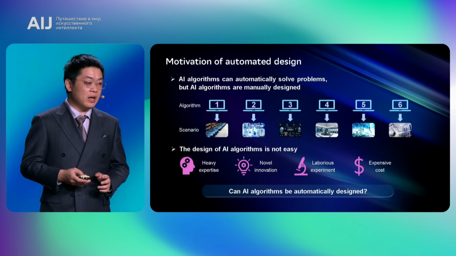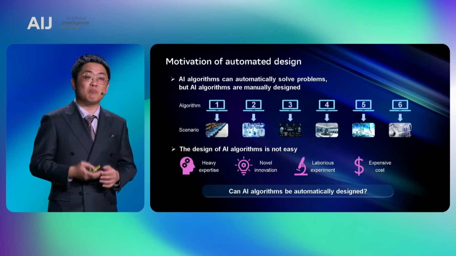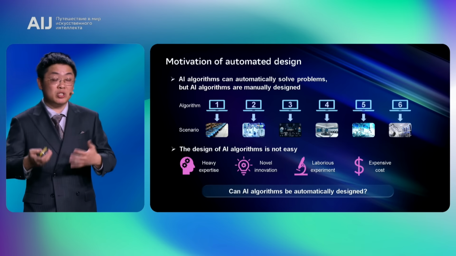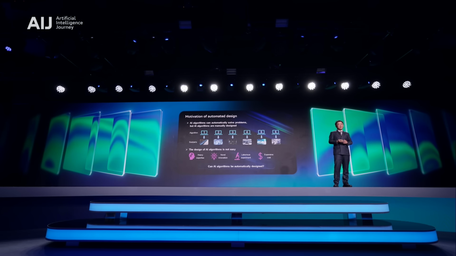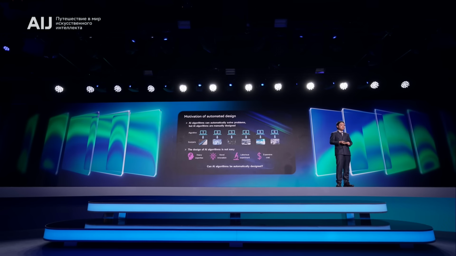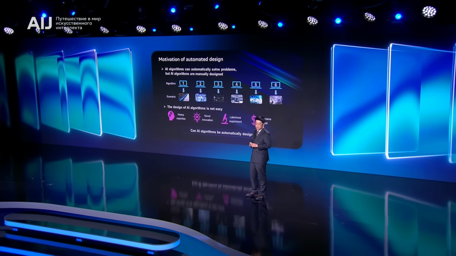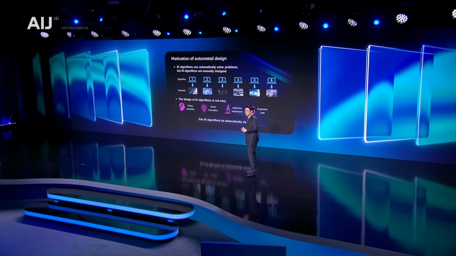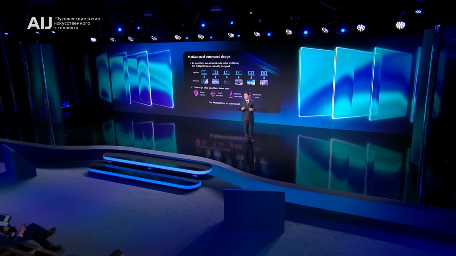In practice, AI algorithms can automatically solve problems, but AI algorithms themselves are manually designed by AI researchers and programmers. The design of AI algorithms is not easy because it requires heavy expertise, novel innovation, laborious experiments, and expensive cost. It's a very difficult and challenging problem. So here another very challenging question comes. Can AI algorithms be automatically designed for different scenarios so as to reduce the expensive requirements in the design of AI algorithms?